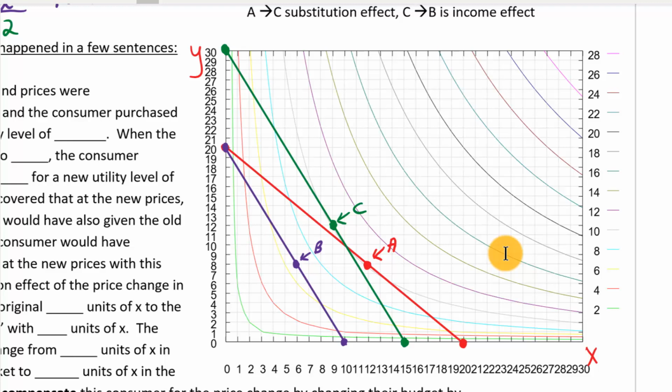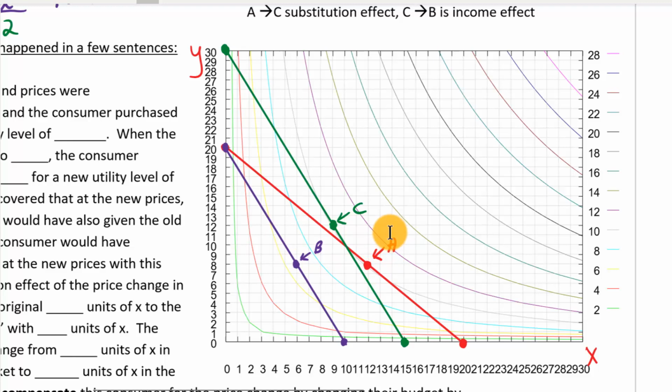Now visually, let's look at the 3 solutions we have, and this will help us when we go to do the breakdown of the income and substitution effects. We started here at point A on the red budget line. And then going from A to B, the price of good X went up. So that's the good we're focusing on when we're talking about income and substitution effects. When we move from A to B, the price is going up and we feel poorer.